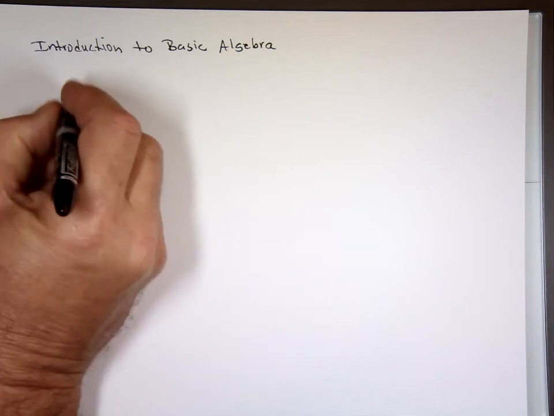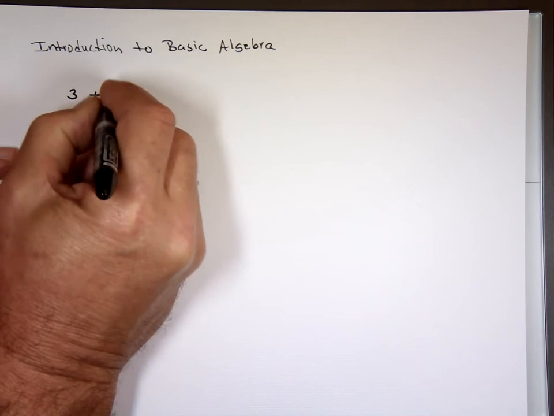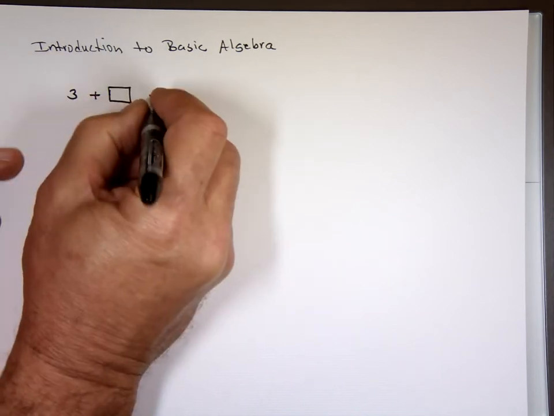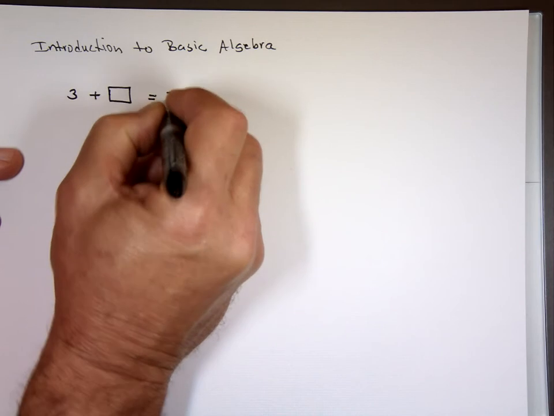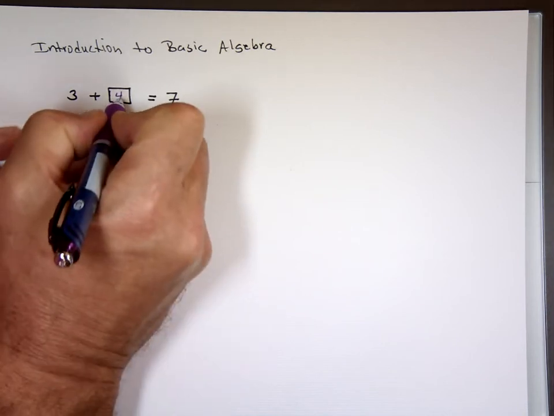If I write 3 plus, and I give you a box, like you gotta fill in what's in the box, equals 7. Can you close that door? Yeah, please. Thank you. So what do you think we should put there? 3 plus what is 7? 4. Yeah, 4. So this should be a 4.